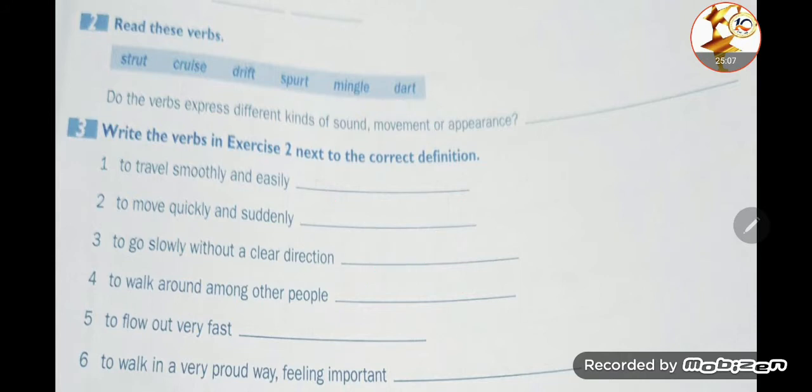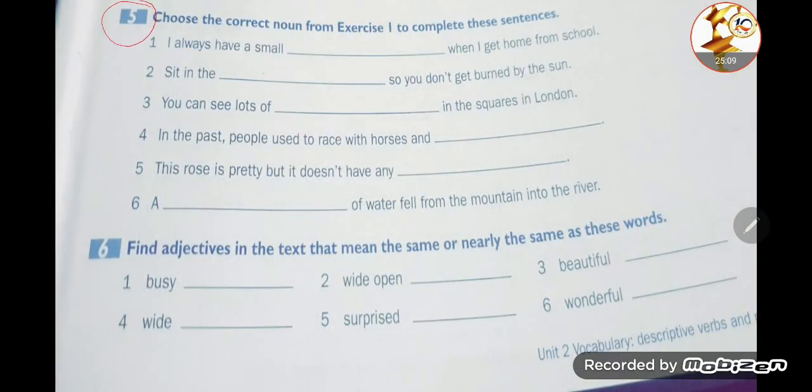Okay. So number 1, I always have a small snack when I get home from school. Small what when I get home from school? Of course, snack. A light meal. I always have a light meal when I get back home from school. Number 2, sit in the shade so you don't get burned by the sun. Where should I sit? Sit in the shade. Sit in the shade so you don't get burned by the sun.